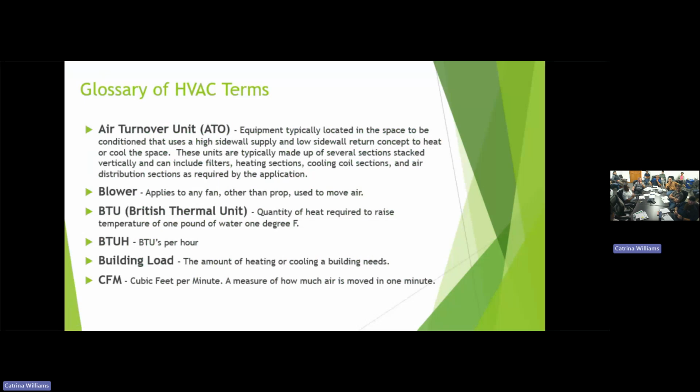And by moving that air around, we reduce stratification. It used to be a floor to ceiling difference of 25 to 30 degrees because hot air rises. We get it down to 3 to 5 degrees by using air turnover. So it's more comfortable throughout the whole space and it saves energy. And it continuously runs. Yes, the fans on that unit stay on all the time.